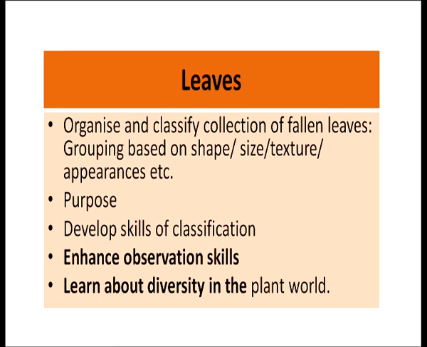They can develop skills of classification. They can enhance observation skills. If a child is classifying leaves according to shapes, you can also encourage the child to think of some other criteria of classification, and then the child can think and classify leaves on some other criteria. By classifying on other criteria, the child is observing those leaves carefully, and that will enhance her or his observation skills. They will learn about diversity in the plant world.